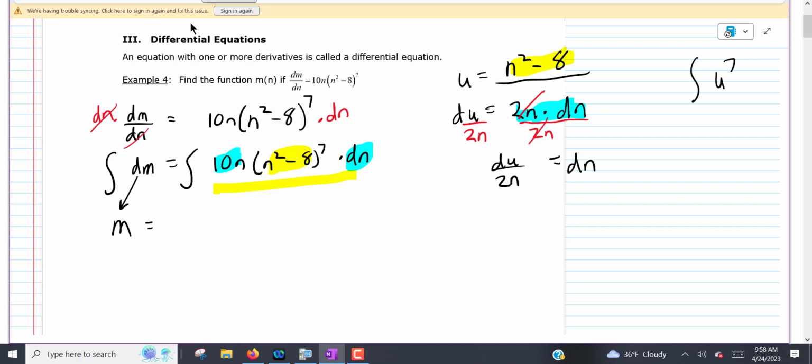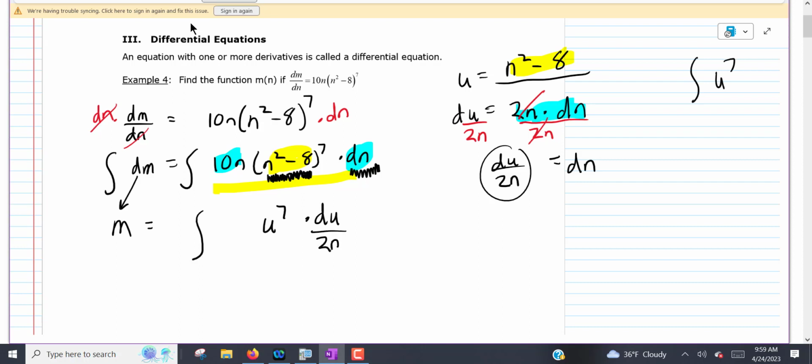So it's the same kind of problem we just did. We just weren't solving an equation on that. Okay, so let's see if we can kind of get this stuff put together. Okay, so what do I replace n to the 2nd minus 8 with? U. So I have u to the 7th. What do I replace dn with? There you go, du over 2n.